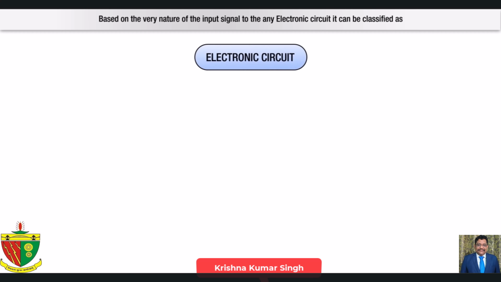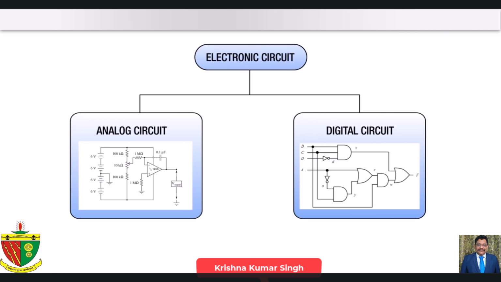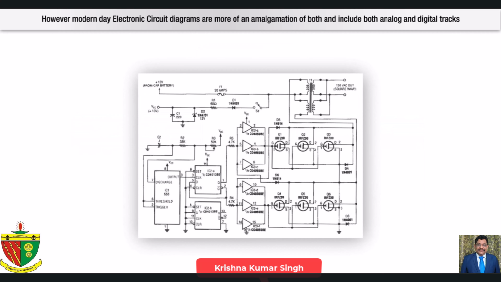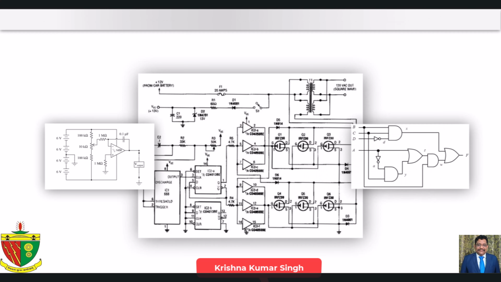Based on the very nature of the input signal to any electronic circuit, it can be classified as analog circuit and digital circuit. Thus, the electronic diagram could be that of an analog circuit or a digital circuit. However, modern-day electronic circuit diagrams are more of an amalgamation of both and include both analog and digital tracks.